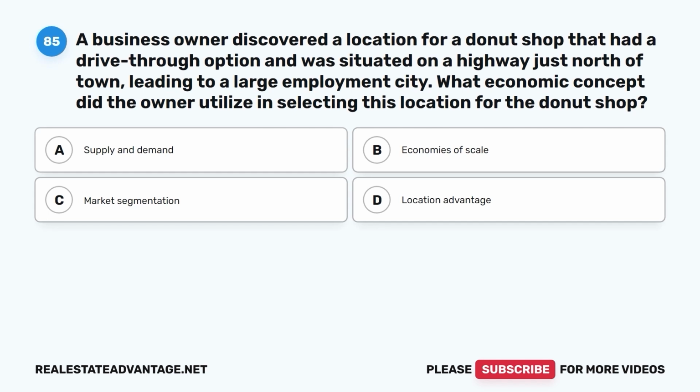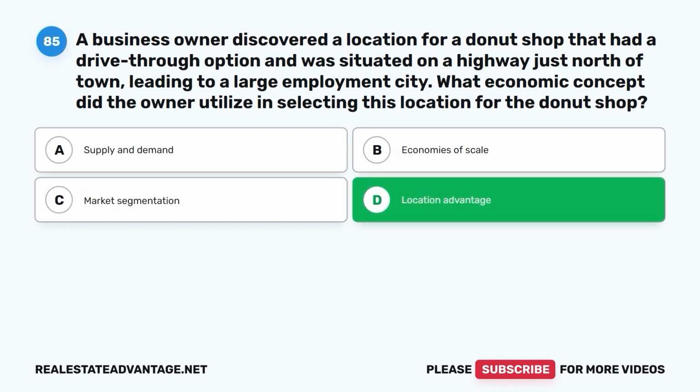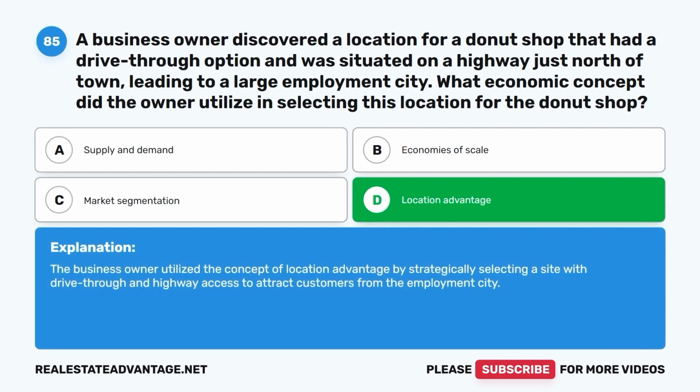A. Supply and demand. B. Economies of scale. C. Market segmentation. D. Location advantage. The correct answer is D. Location advantage. The business owner utilized the concept of location advantage by strategically selecting a site with drive-through and highway access to attract customers from the employment city.